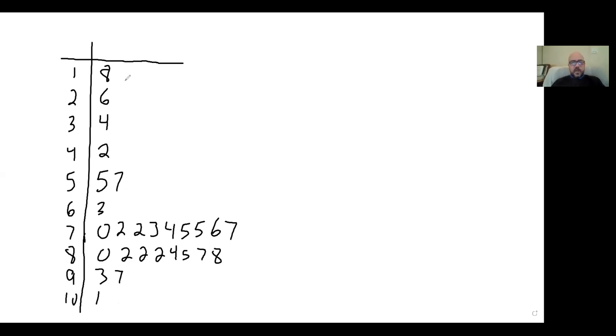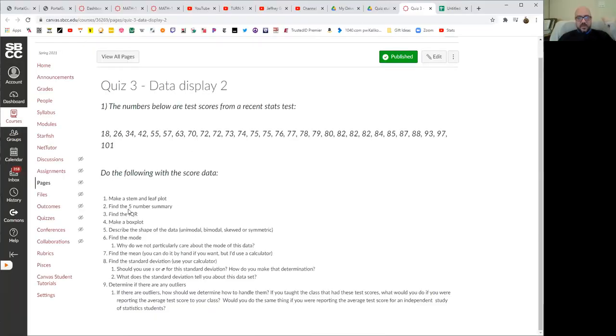Okay, so there's my stem and leaf. This is a nice compact way of displaying all this data, right? Notice how it does a good job of showing you what the data looks like without just being a list of numbers. I mean, it is technically a list of numbers, but it's arranged in such a way that you can actually see where the clusters are. That's the idea. So let's go back to the quiz. That's my stem and leaf.